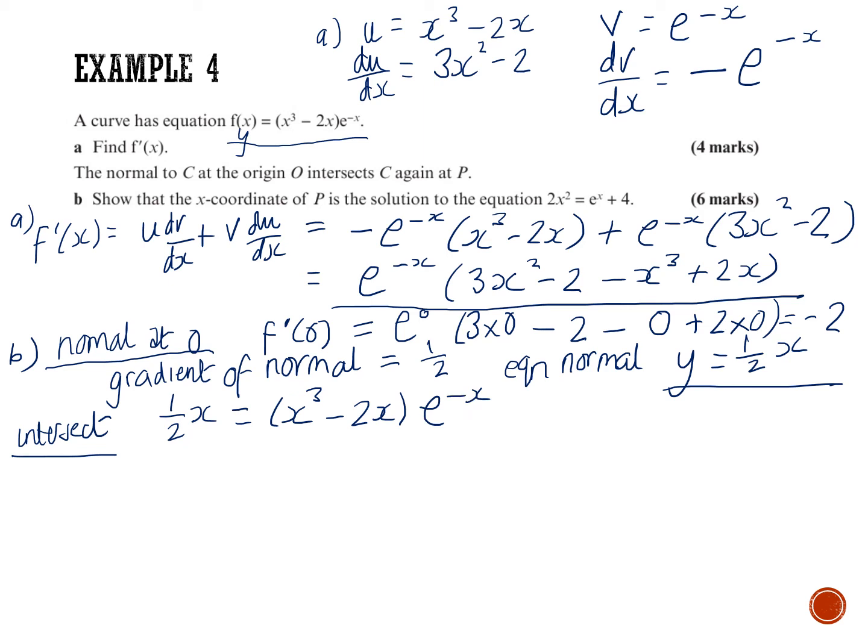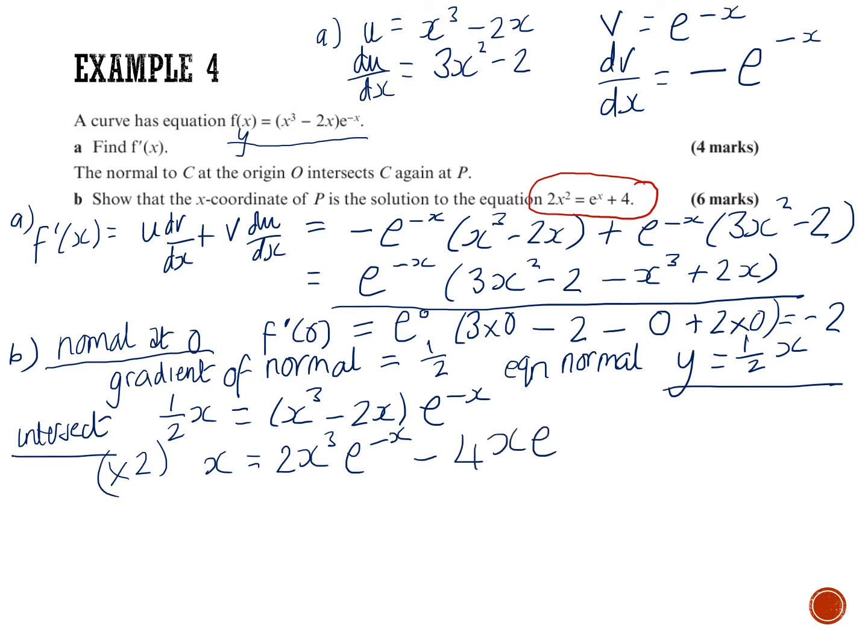Now the question isn't asking us to solve that. It's just saying show that it satisfies that equation. So all we've really got left to do is to take the equation that we've got here and make it look like that. So let's times through by 2 and let's times out that bracket on the right. Remember, I've times by 2 as well. So I get 2x cubed e to the minus x minus, remember I've times by 2, 4x e to the minus x.